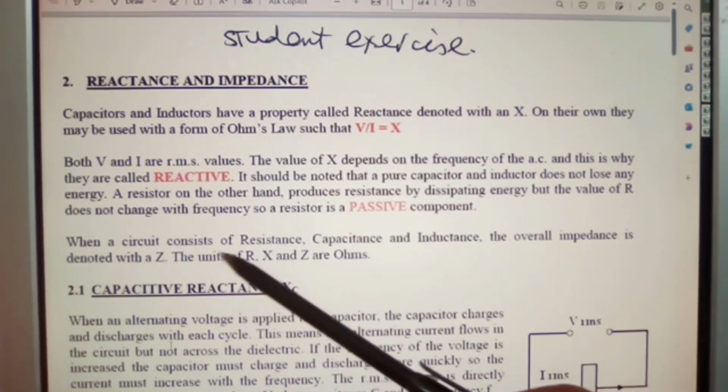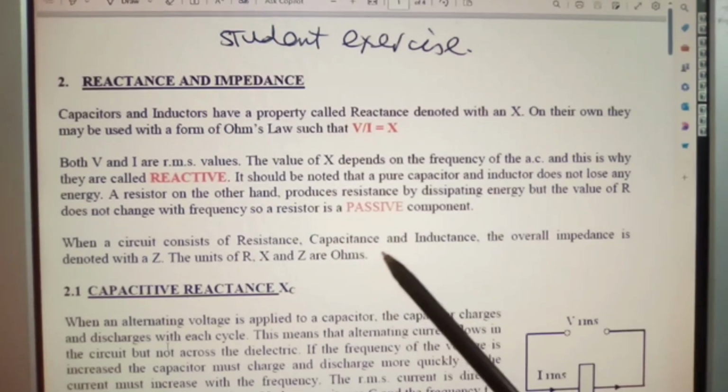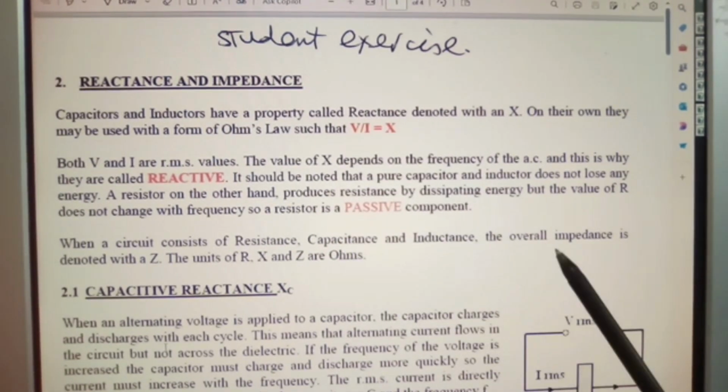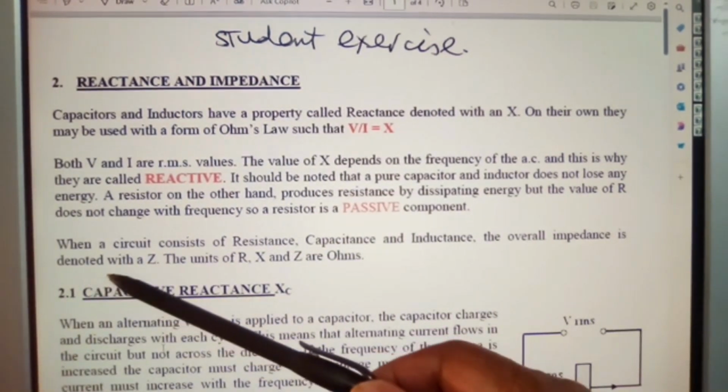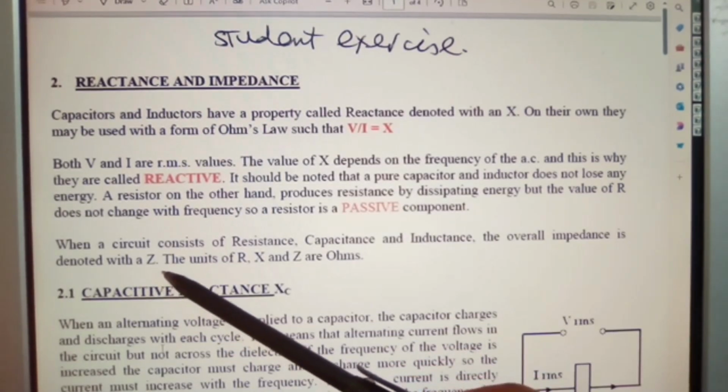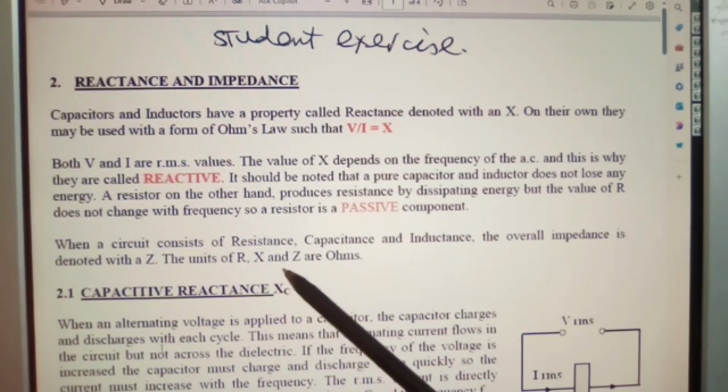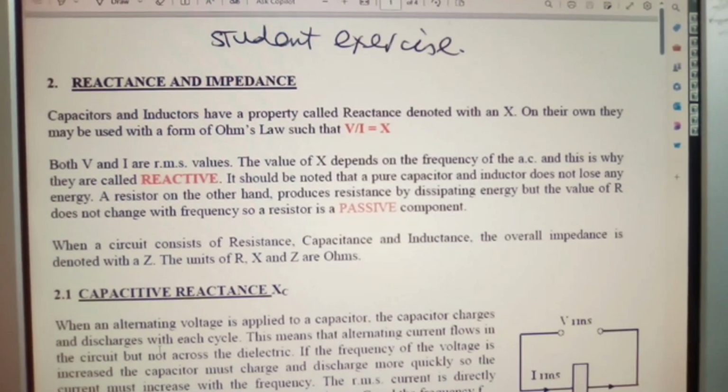When a circuit consists of resistance, capacitance and inductance, the overall impedance is denoted with a Z. The units of R, X, and Z are ohms. Okay.